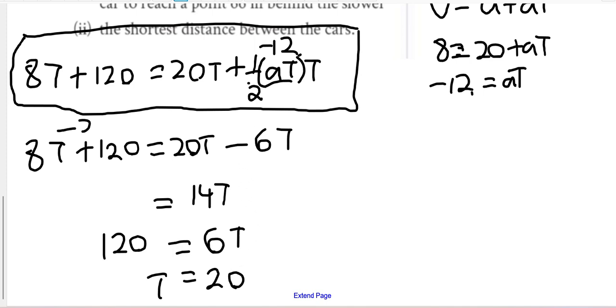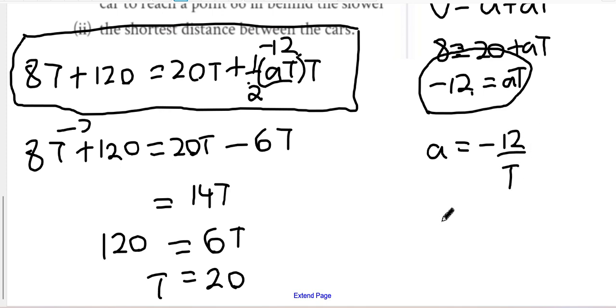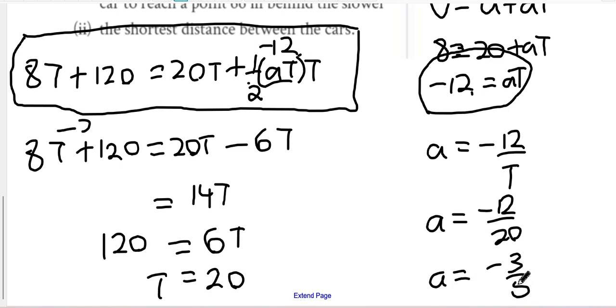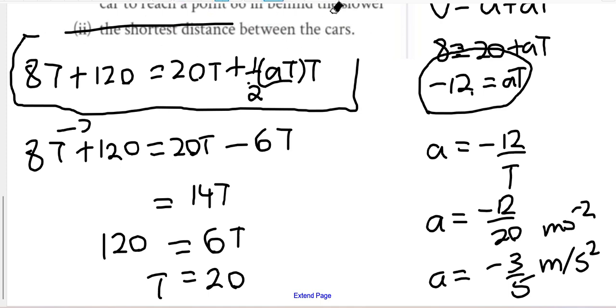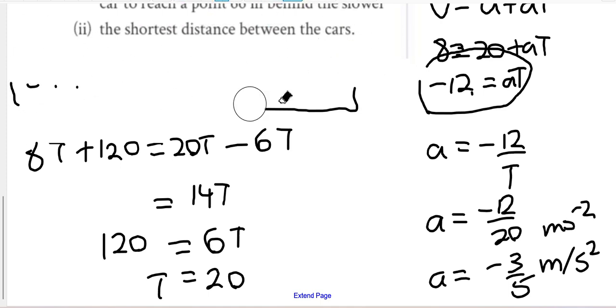Right. So, haven't answered the question. The goal of the question was to find the deceleration. I'm going to use this equation up here. Acceleration equals minus 12 over 20. Acceleration therefore equals minus 3 over 5, ms squared or ms minus 2, whichever one takes your fancy. Occasionally I'm wrong, but not most parts.